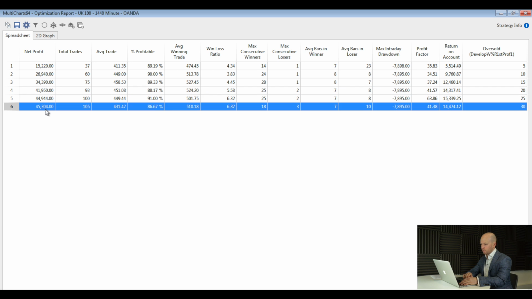You could argue that we could go to 30 because it does make a bit more net profit, makes more trades, and the average trade doesn't really decrease too much. The percent profitable decreases ever so slightly, so you could argue that using 30 was the best. However, I'm going to leave it at 20 because the less we mess about with these numbers, the less likely that the strategy will stop performing in the future on that out of sample or future data.